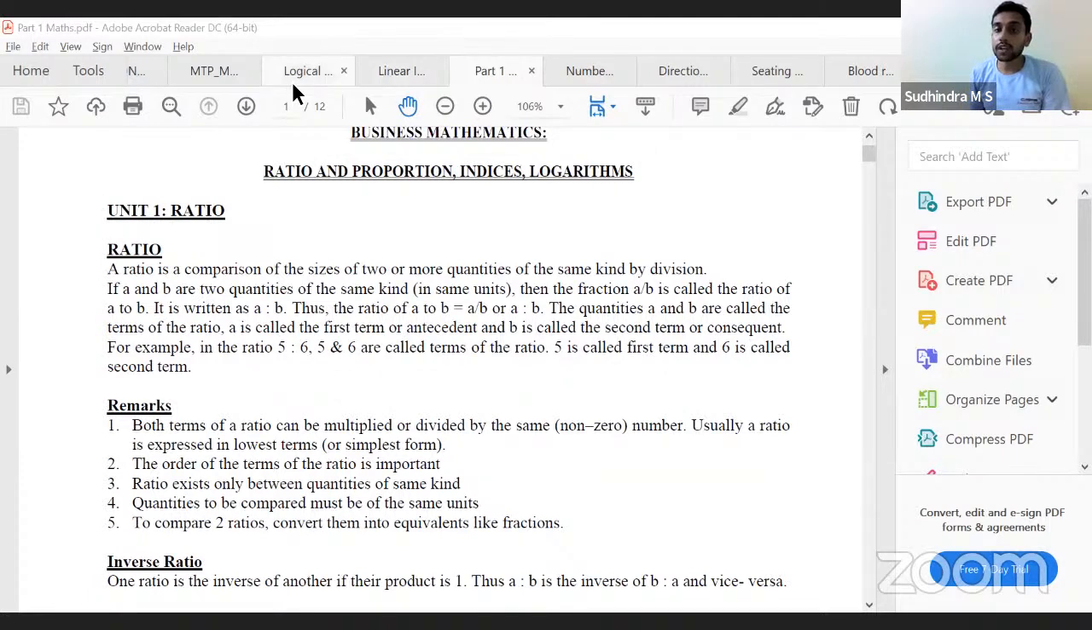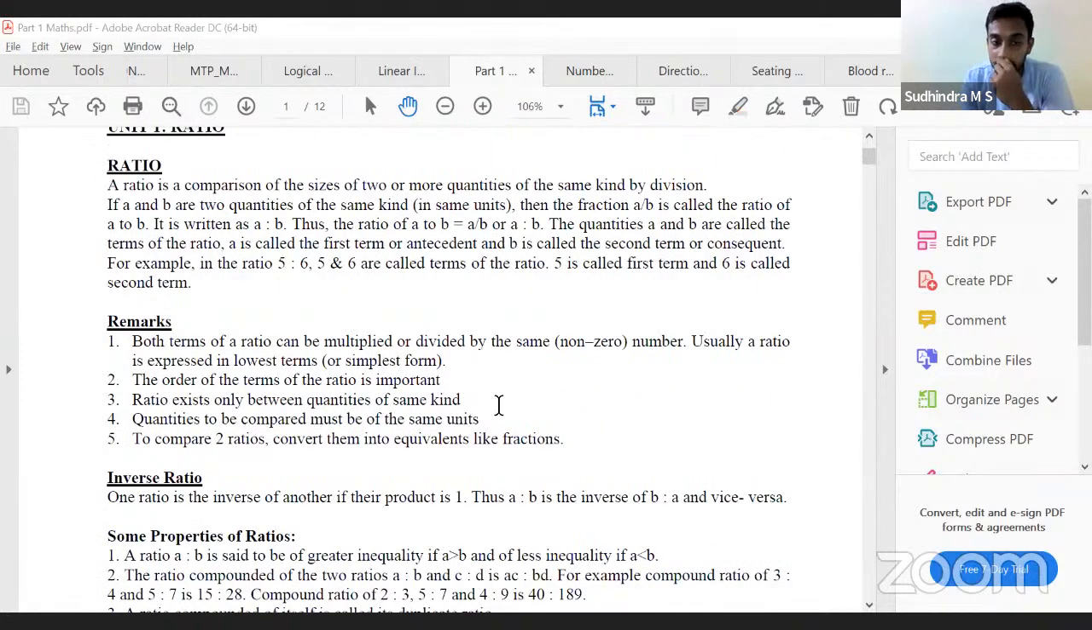Then inverse ratio. So if 2:3 is the ratio, what is its inverse ratio? 3:2. Simple. The reverse, right? One ratio is the inverse of the other if their product is 1. So 2:3 means 2/3. 3:2 means 3/2. So if we multiply them, we should get 1. The product of the two ratios should be 1. Then we call such ratios inverse ratios.